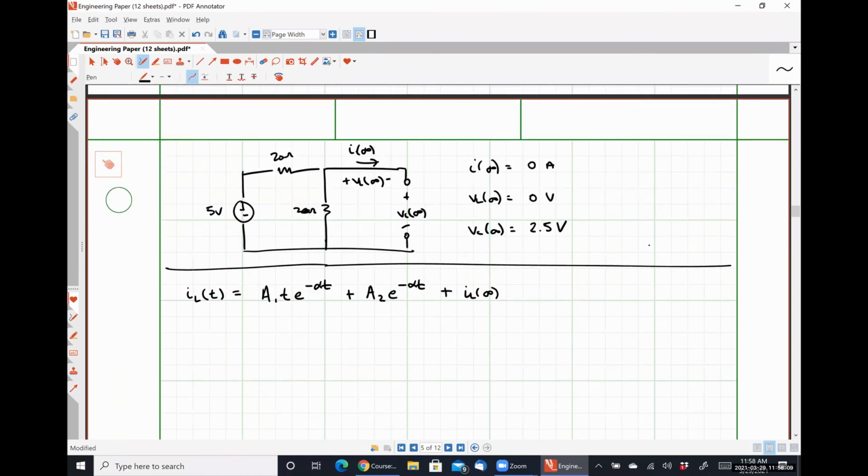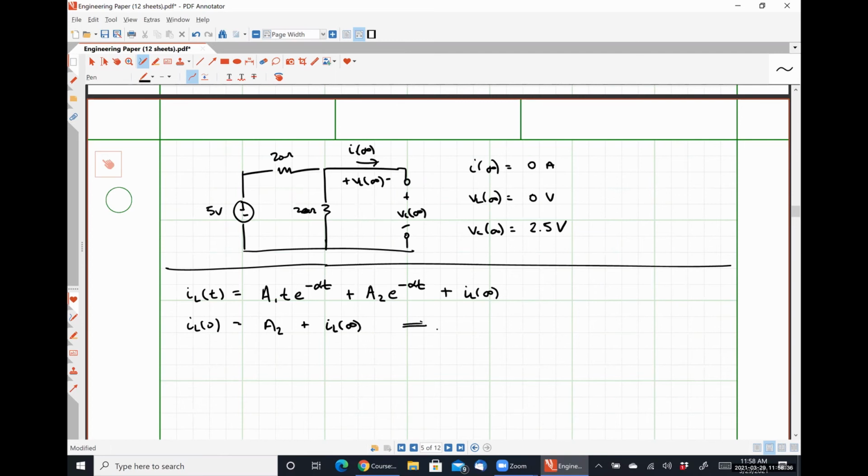So at IL at 0, this becomes what? What happens to our entire first term? 0, because we're multiplying by 0. So we're just going to have A2 plus IL at infinity.